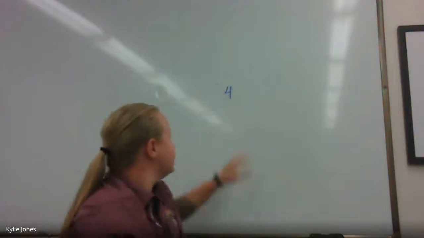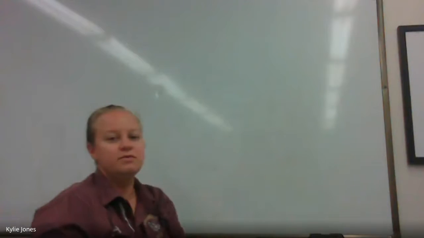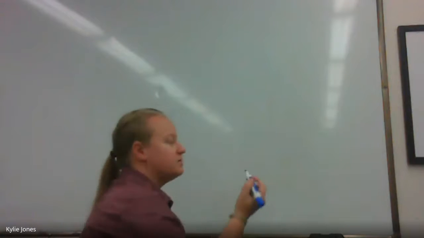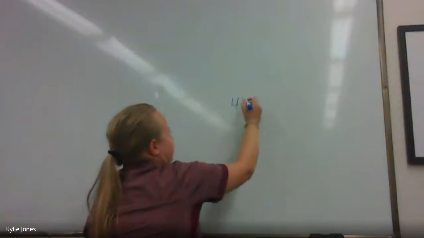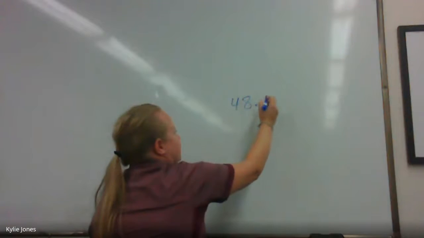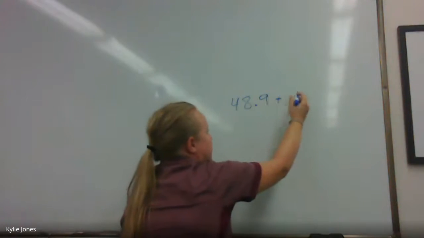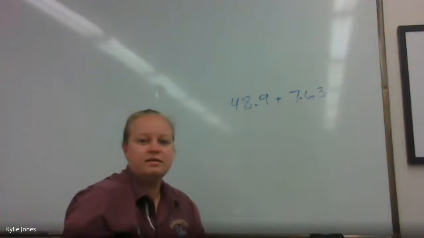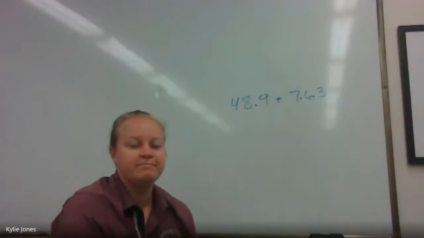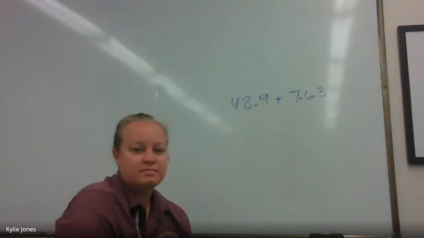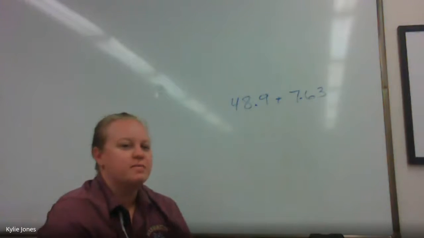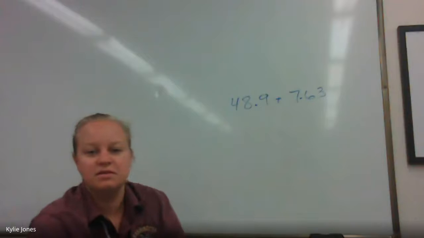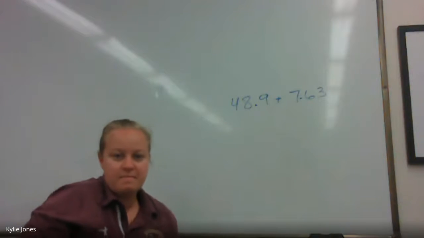Okay, let's do two adding and then we'll do two subtracting, and I'm gonna send you off to try that Google form, okay? So let's start with 48.9 plus 7.63. Can you guys see that? I can't see myself. Try that one. Maybe do 30 seconds and then I'll go over it.